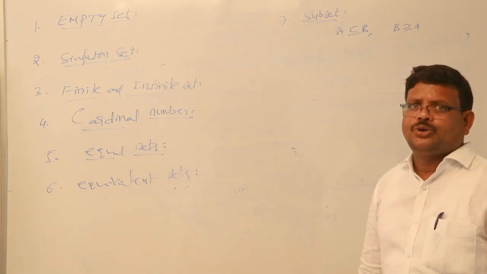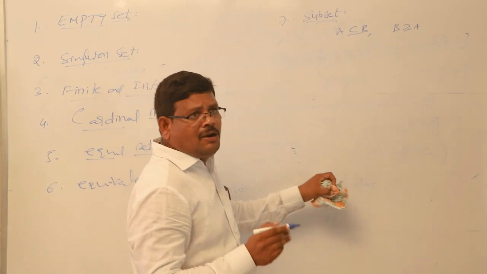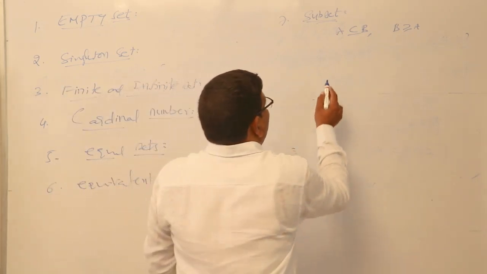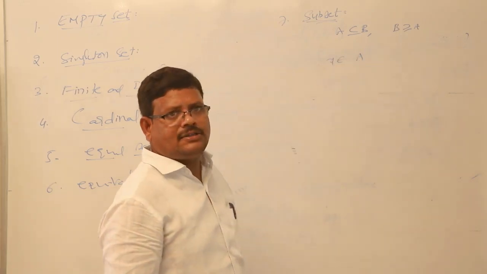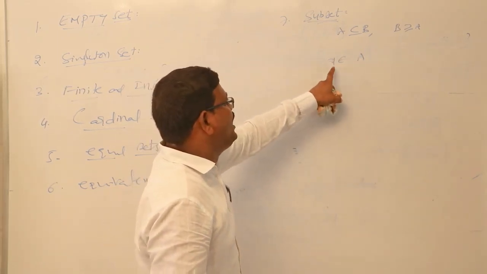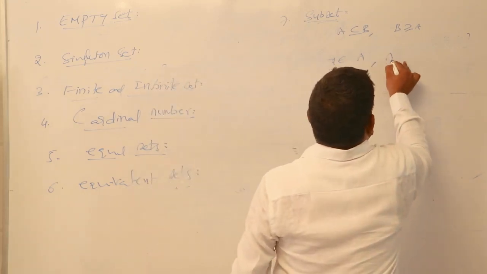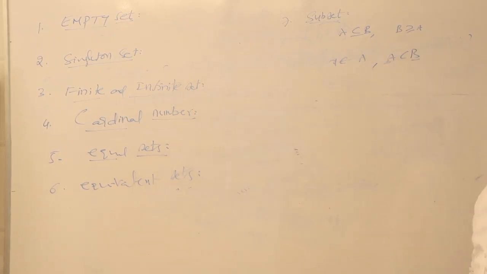So here, for the difference between a set and an element: if x belongs to A, this is the relation between an element and a set. Here, A ⊆ B, the relation between two sets, is denoted with subset or equal to.